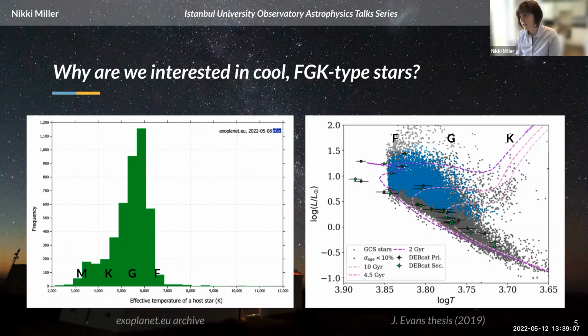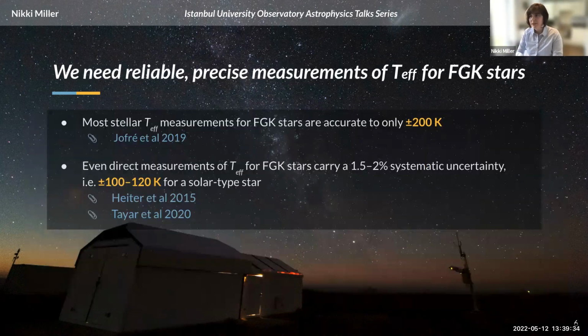So in the plot on the right, I've got the temperature against the luminosity for stars in the GCS catalog. And the ones that are in blue are the stars with age estimates that are better than 10%. So if we can get stars that are very well characterized in that region, that will really help pin down stellar models, particularly in that part of the evolution. So why temperature specifically?